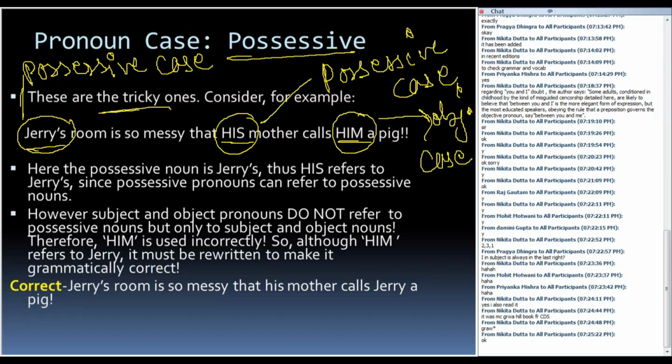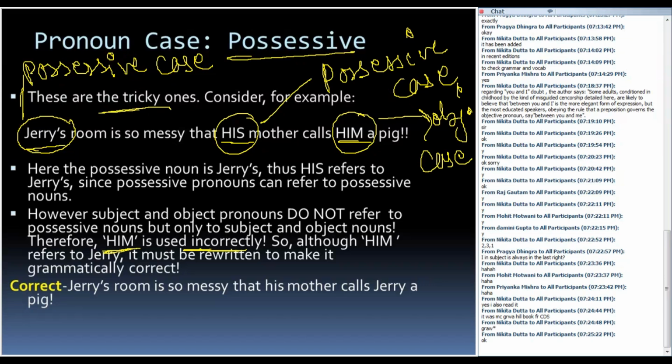Jerry's room is so messy that his mother calls him a pig. The pronoun him is in the objective case, whereas the noun that it refers to is in the possessive case. So it does not match. It is not in concordance. That means there is an error. The word him is used incorrectly.